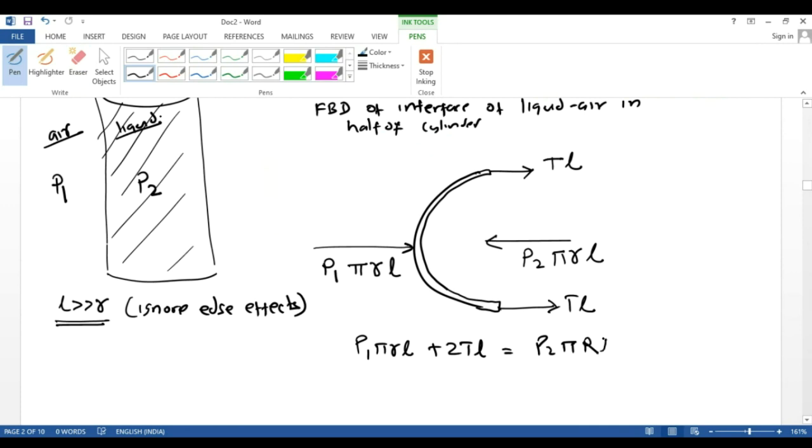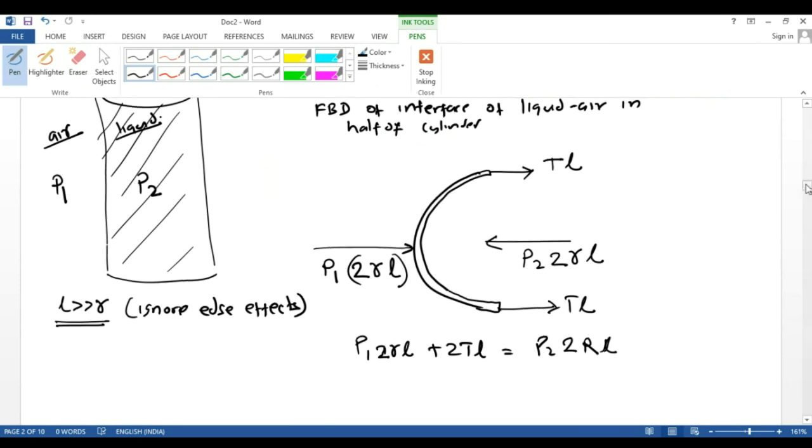Just give me a moment, there is a small mistake. The mistake was that we had to take not the total area of this, we have to take the projected area. Total area indeed is pi RL, but the projected area would be equal to 2R into L, and even here the projected area would be 2R into L. So P1 into 2RL plus 2TL equals P2 into 2R into L.